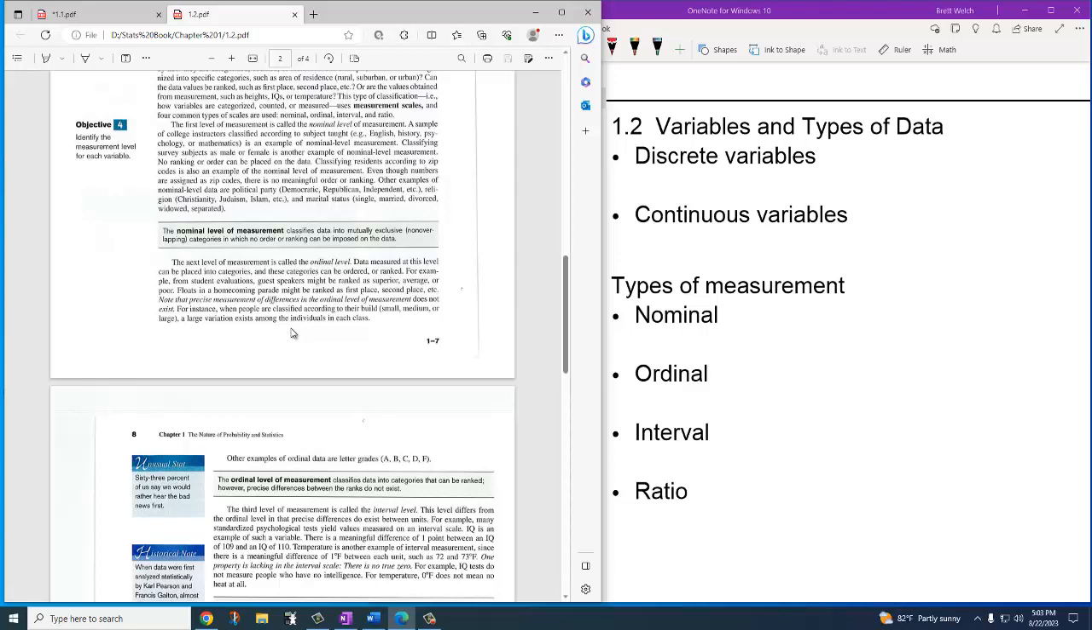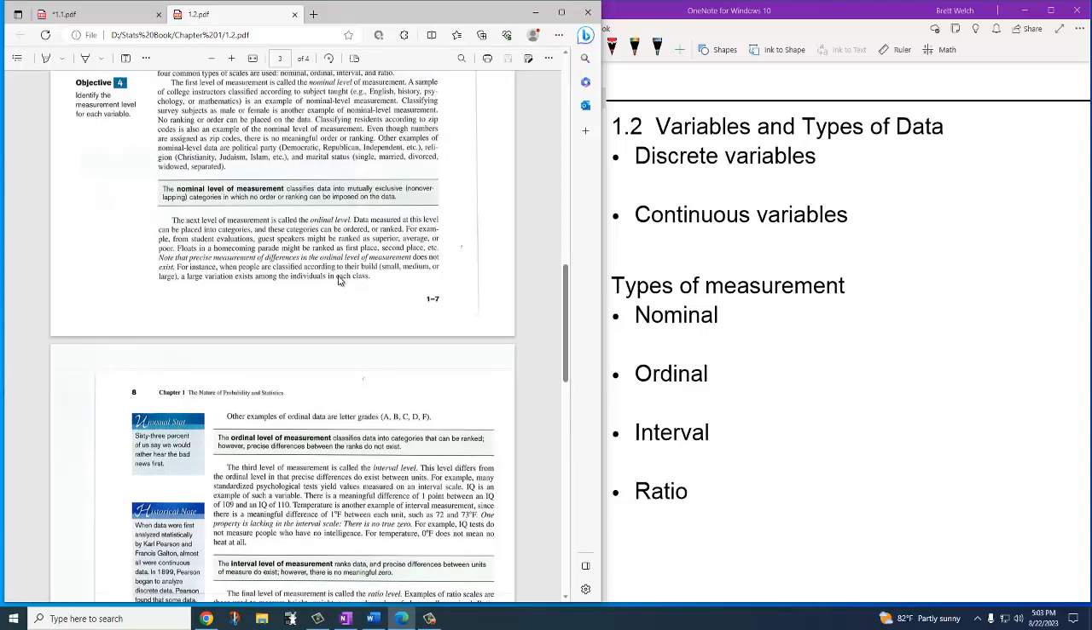The first level, the most simple level, is what's called nominal level of measurement. A nominal level of measurement classifies data into exclusive groups, so these cannot overlap. You can't be in two groups at once. Non-overlapping categories in which no order or ranking may be imposed. So nominal level would be things that there's just no way to rank one above the other.